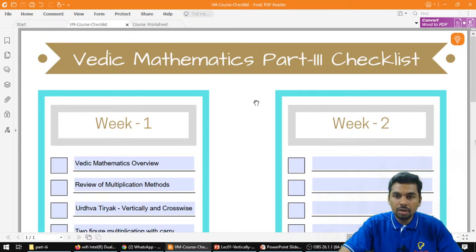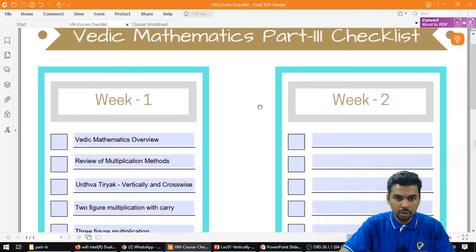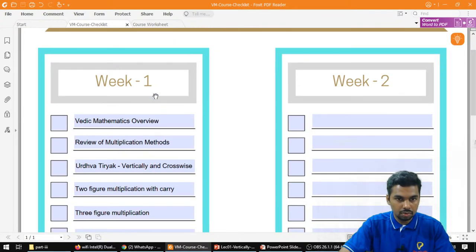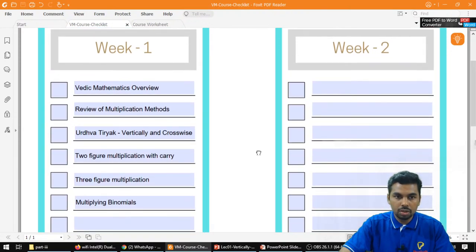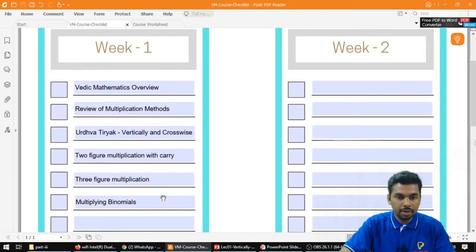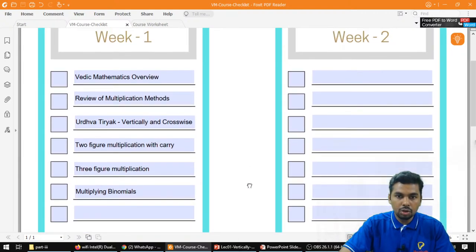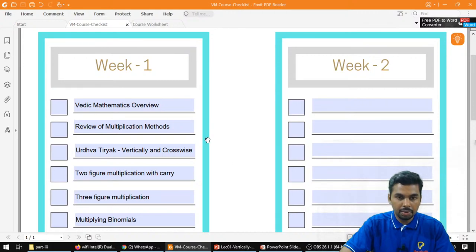So the whole idea of the checklist is to help you understand what you are learning. For example, this is the current week. Yesterday's class was not included in this. I have written down the topics that we are actually learning. In the checklist that you're going to download, nothing will be written. Once the class is over, you can write down whatever topic you have learned, and if you have understood it, you can give a tick mark by the side.